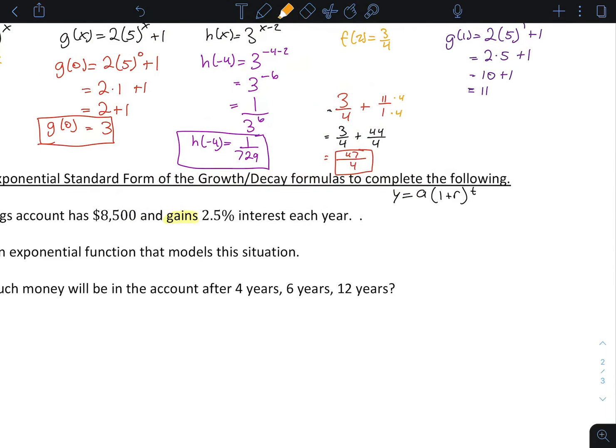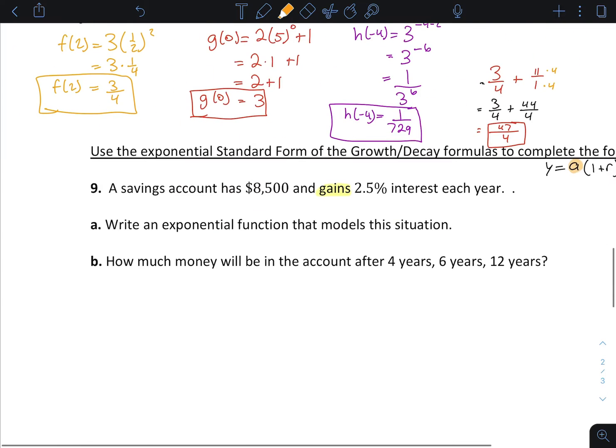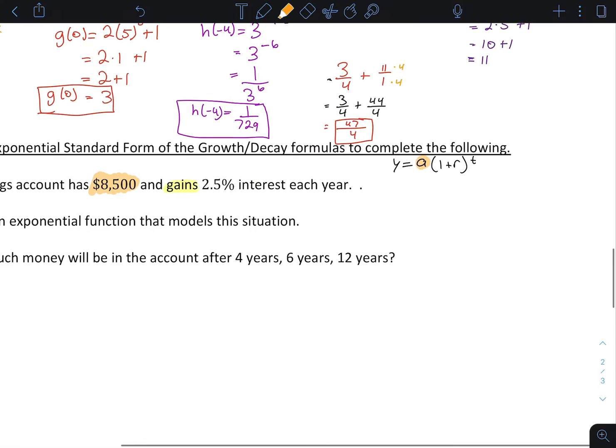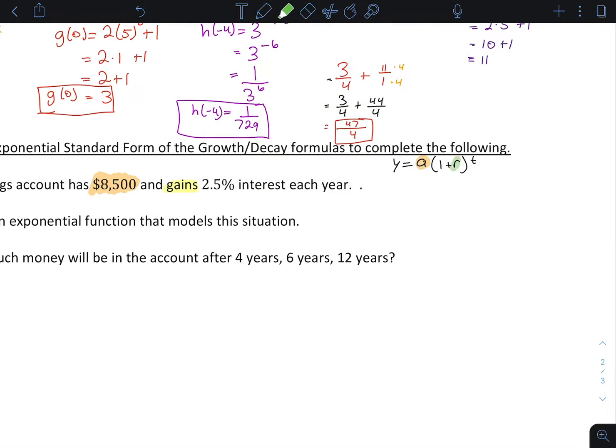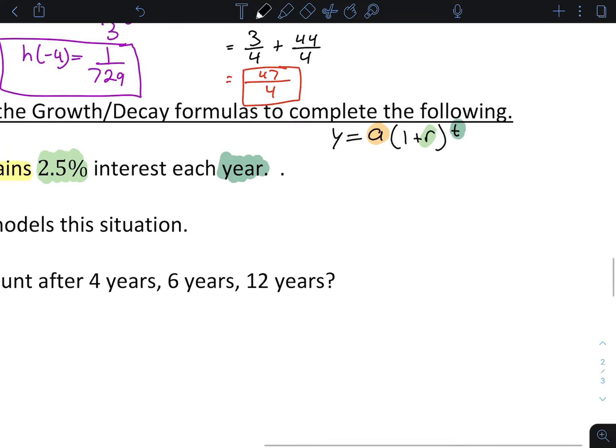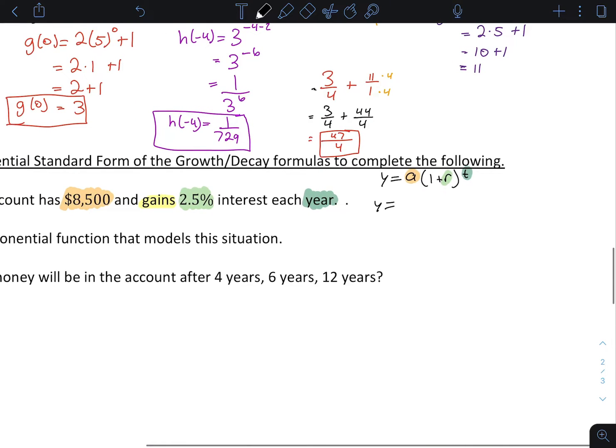So let's identify each of those things. Let's do that in orange. My starting value, I'm going to start off with 8,500. And we'll do that in green, increase by a rate, which is 2.5%. And what's my time? My time is going to be in years. So that's my t. So replace what you know in your equation. My a value was 8,500.